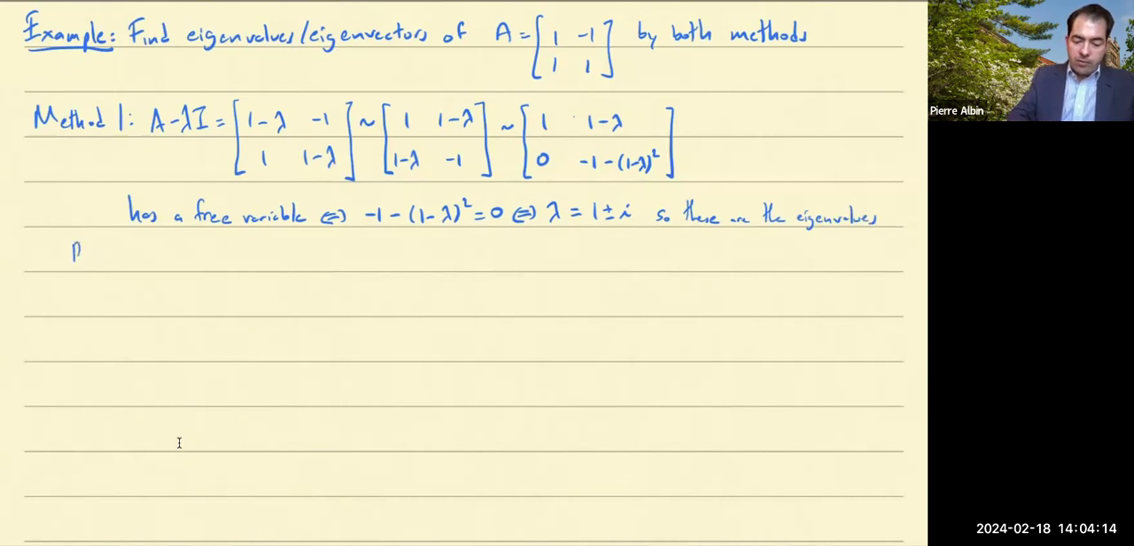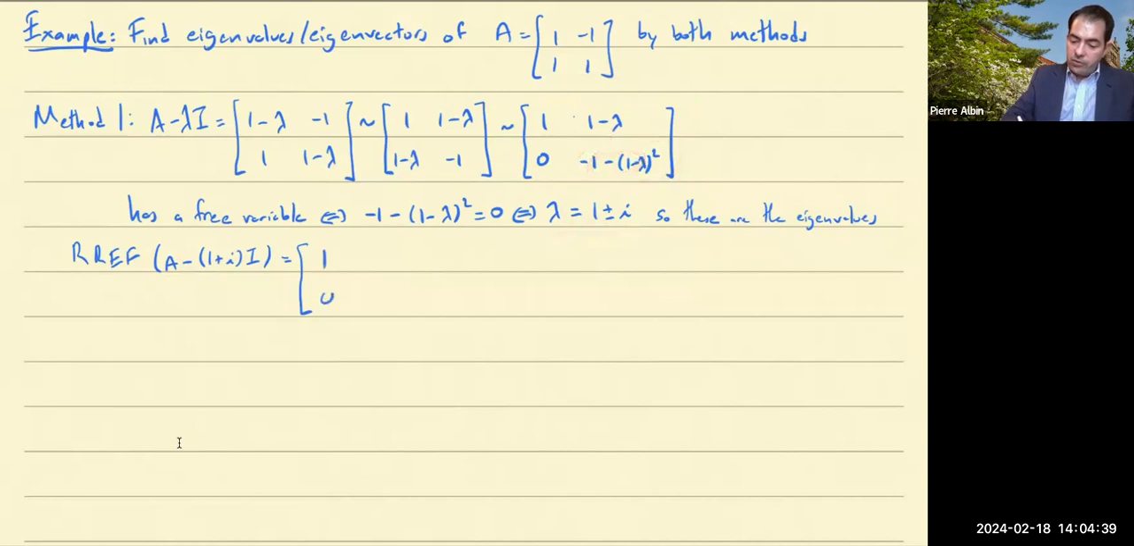Okay, so now I want to find the eigenspaces. So the reduced row echelon form of A minus, let's start with 1 plus i times the identity, right? Well, I don't have to do any more computations. I just have to plug in that value of lambda into this expression. And I don't even have to worry about plugging it into here because I know by the way I found it that it's going to make this entry equal to 0.